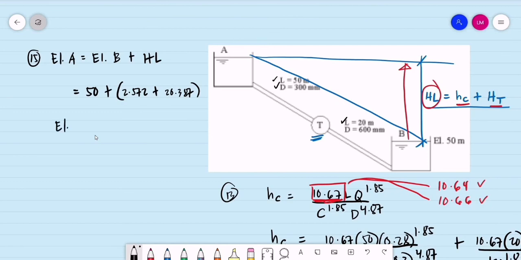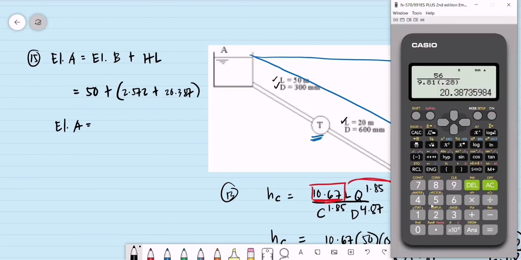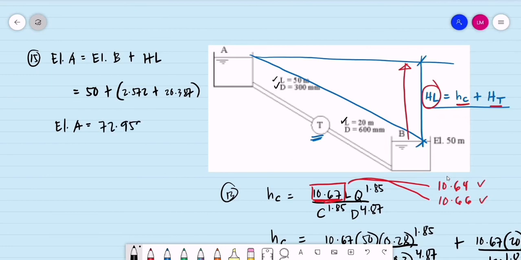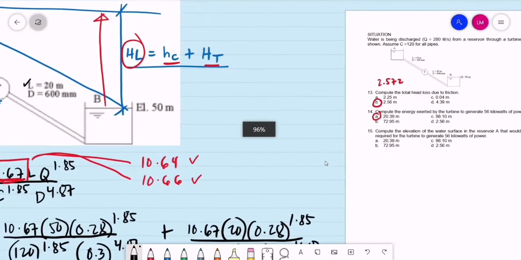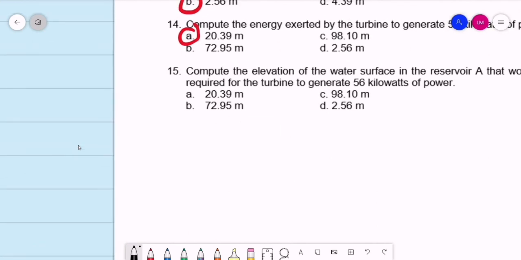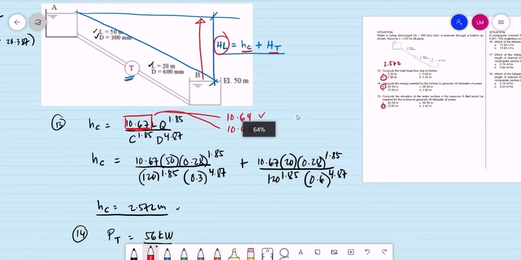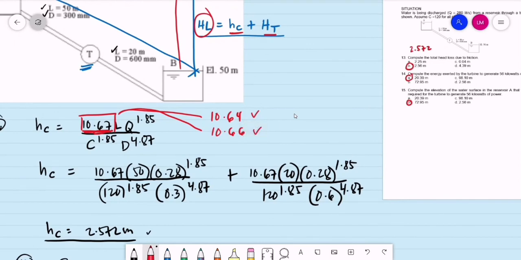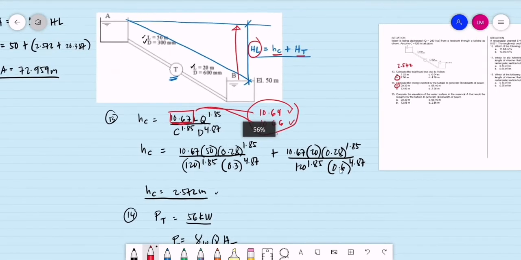So we have now the elevation of reservoir A is equal to 50 plus 2.572 plus the 20.387. That is 72.959 meters. So ito na yung elevation ni reservoir A. Check natin sa choices. 72.959. Okay, pinakamalapit na sa choices natin, we have letter B, that is 72.95. So may konting discrepancy lang, maybe dahil sa kung ano man yung ginamit nung gumawa ng problem dun sa formula ng head loss. This is our solution for 13 to 15.